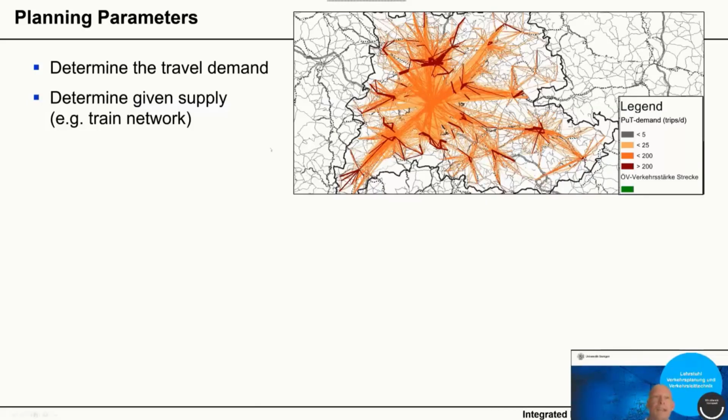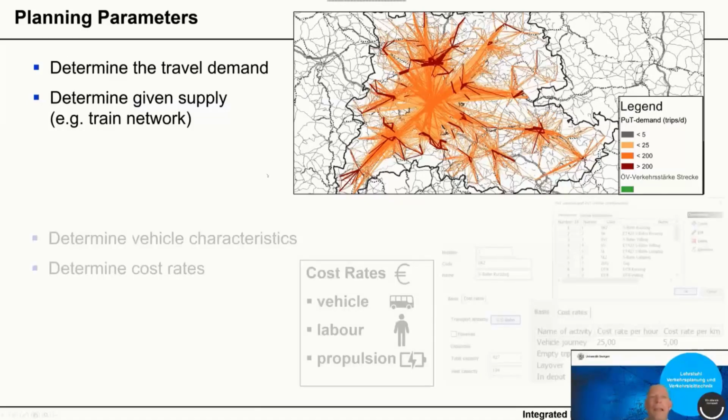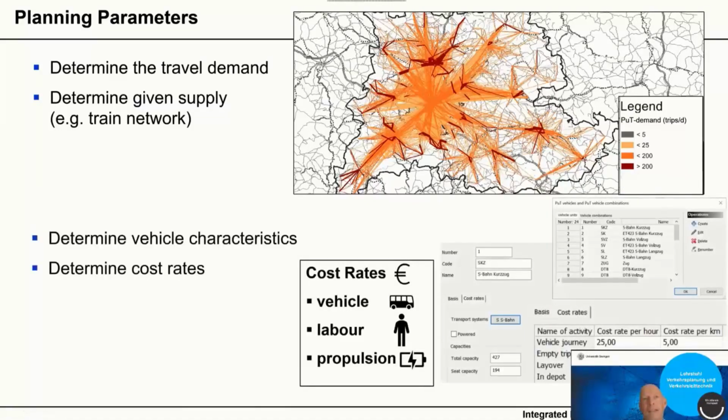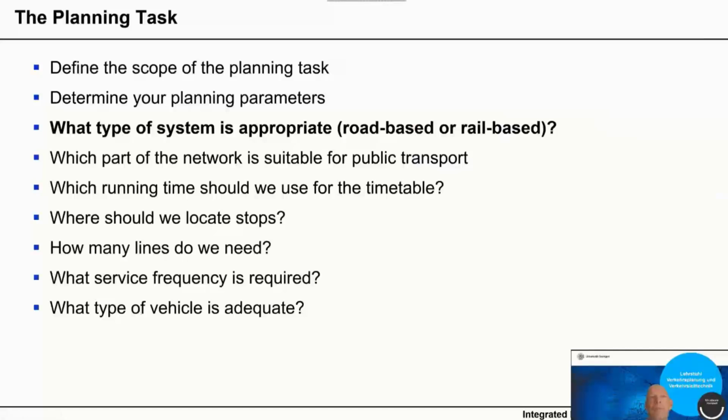For example, the train network. And then you need to collect information on the vehicle characteristics. So for example, the capacity of the vehicles and all the vehicles you have available. And you need to determine the cost rates. So this is what I mean with determining the planning parameters.